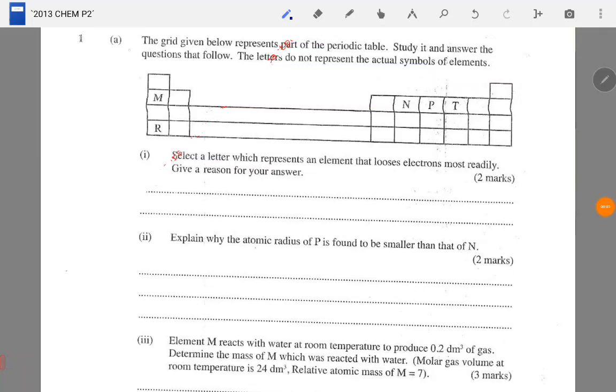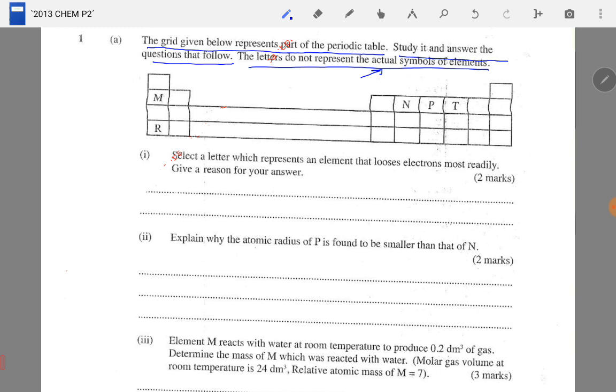Yeah, question 1. The grid given below represents part of the periodic table. Study it and answer questions that follow. The letters do not represent the actual symbols. So don't at any given time try to identify. Nobody has asked you to identify. Just use them as if they were the original elements.